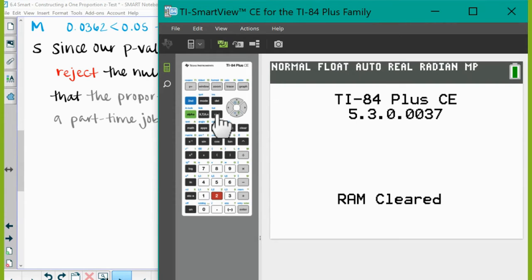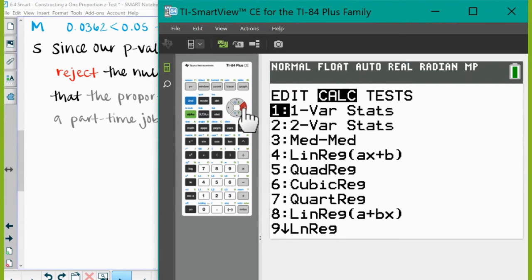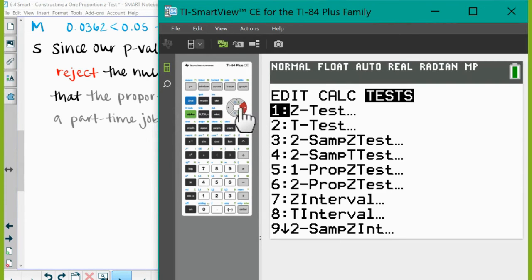So you're going to go to stat, over to tests, and down to number 5, one prop z-test. Do not get tempted by number 1. That's not the one you want. You want number 5. So then I'm going to hit enter.